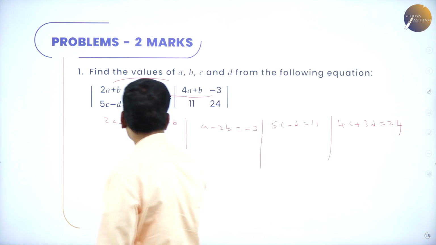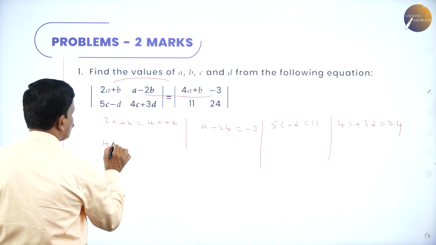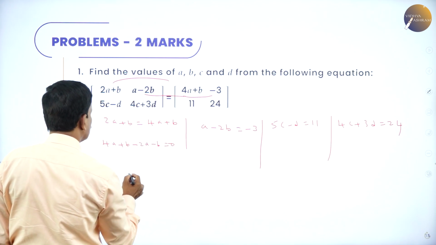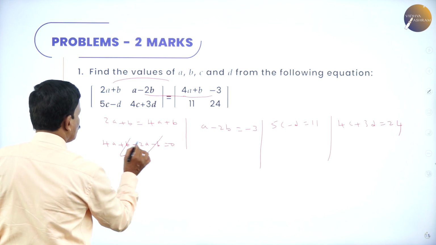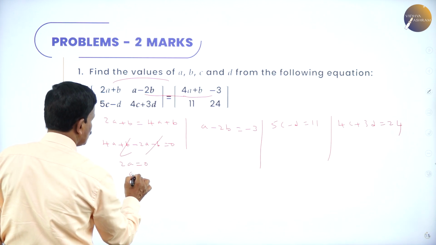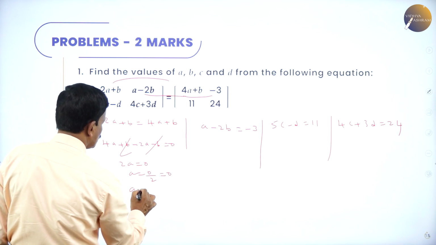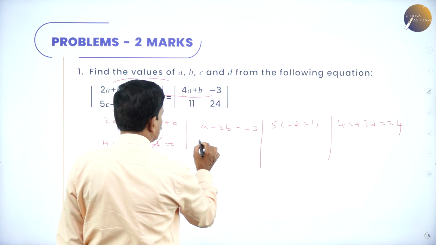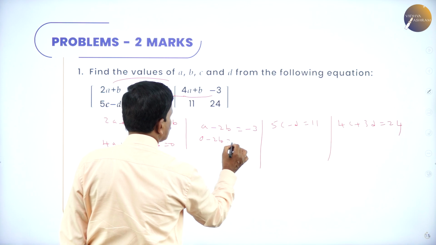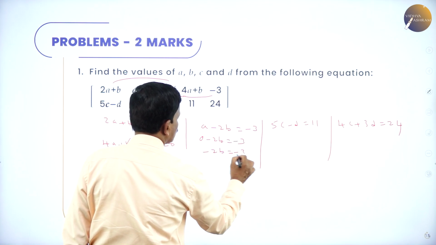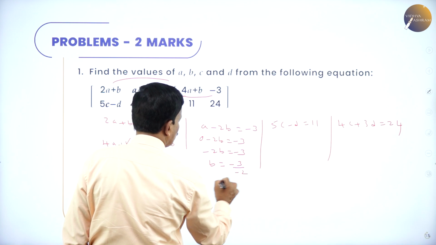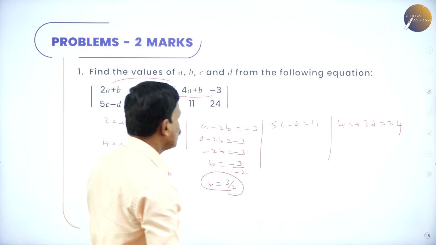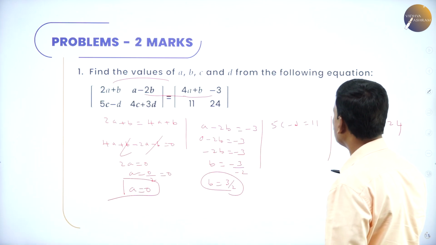Now let us solve this. So transfer this. This is 4A plus B minus 2A minus B is equal to 0. So plus B minus B gets cancelled. 4A minus 2A is 2A is equal to 0. A is equal to 0 by 2 is equal to 0. So the first value A is equal to 0. Substitute here. If you put A is equal to 0, then 0 minus 2B is equal to minus 3. Minus 2B is equal to minus 3. B is equal to minus 3 by minus 2. So therefore B is equal to 3 by 2. Now substitute the value of, now solve these two equations.